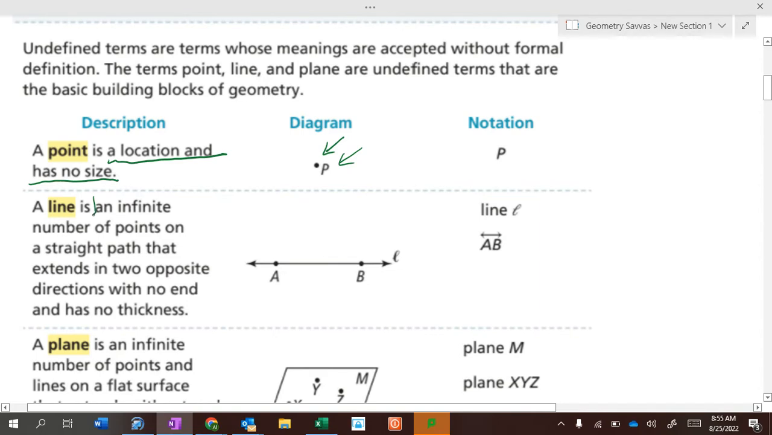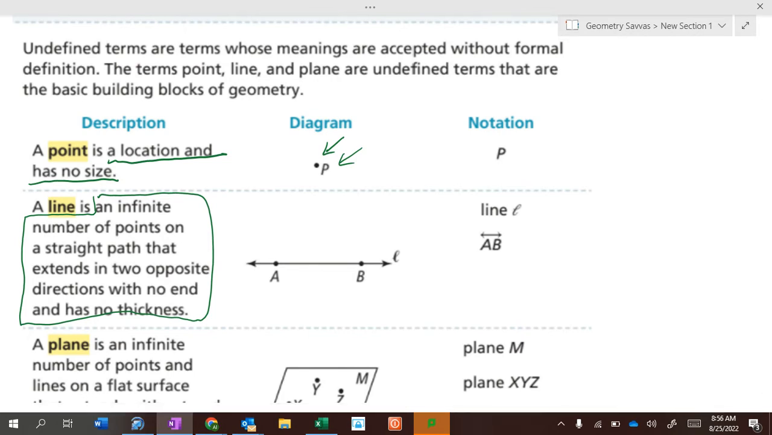A line has a little bit longer definition. A line is an infinite number of points on a straight path that extends in two opposite directions with no end and no thickness. So a line goes on forever in each direction. That's why a line has arrows at the end of it when you draw it, because it means it goes on forever. Okay, I'll let you write that down.